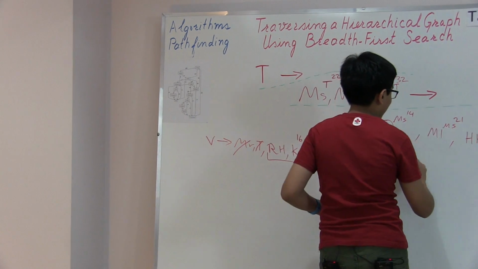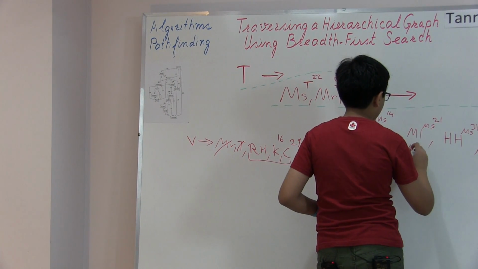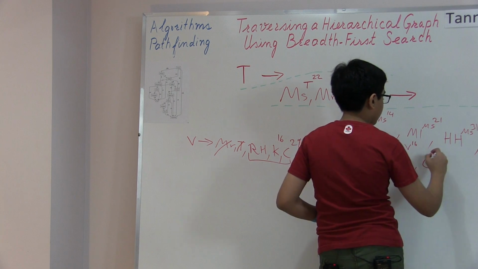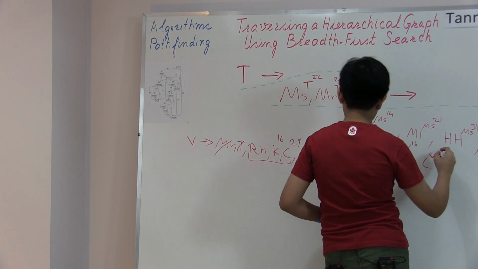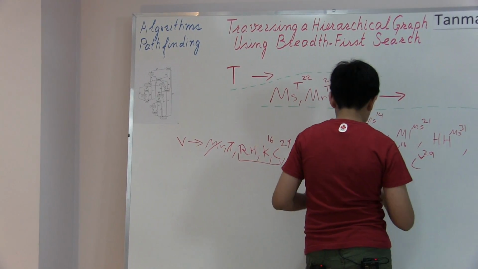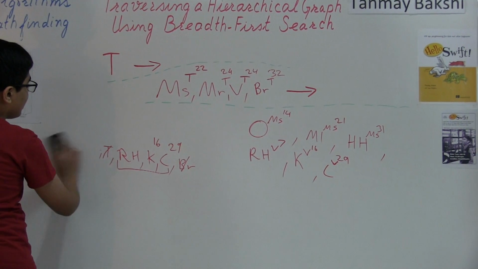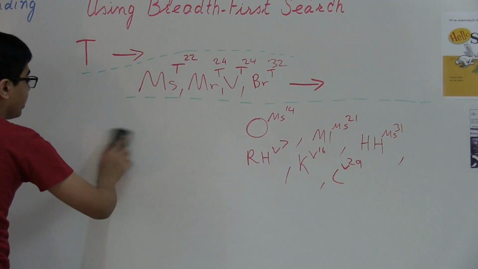So we note down that we have King from Vaughan with a 16 kilometer distance, and we've also got Caledon from Vaughan, and this is a 29 kilometer distance. And then we are done with our Vaughan set, and we can erase this Vaughan information from here.